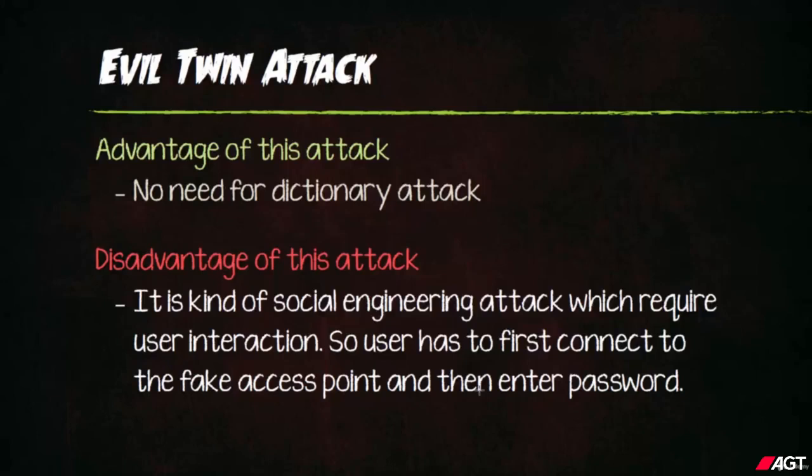So the advantage of the evil twin attack is we do not need a dictionary attack. And the disadvantage of the evil twin attack is it's a kind of social engineering attack which requires user interaction. So the user has to first connect to the fake access point and then enter the password. So this is the disadvantage of the evil twin attack.